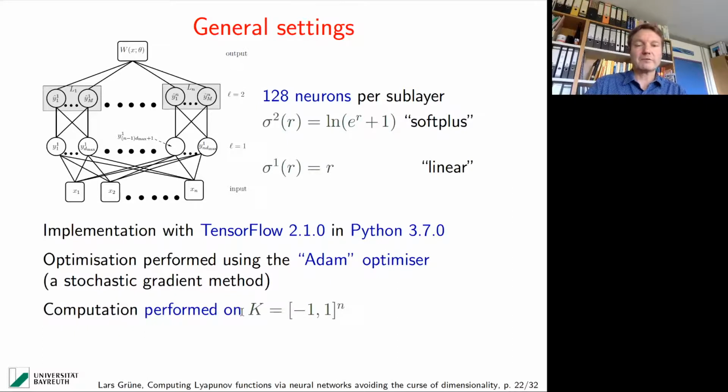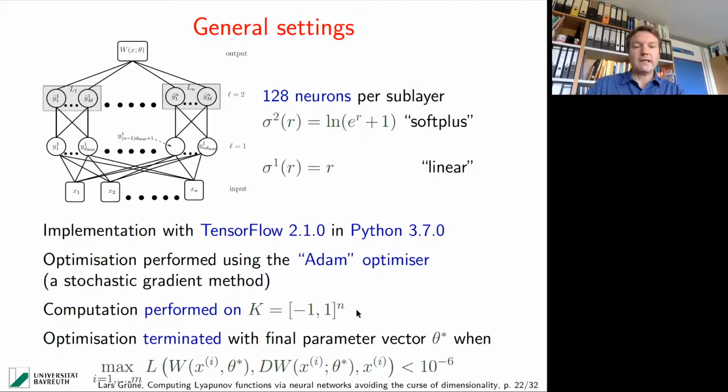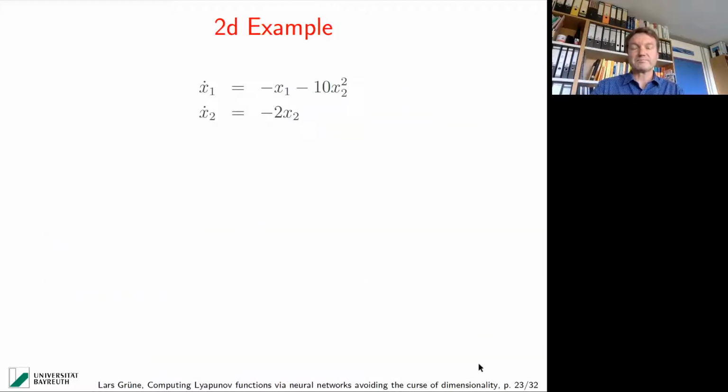The computation was performed on the cube [-1, 1]^n. And the optimization terminated when, in each test point, so the maximum we take here, the loss function is strictly less than 10^-6. And this was feasible for all the examples. Well, except one, I will show.